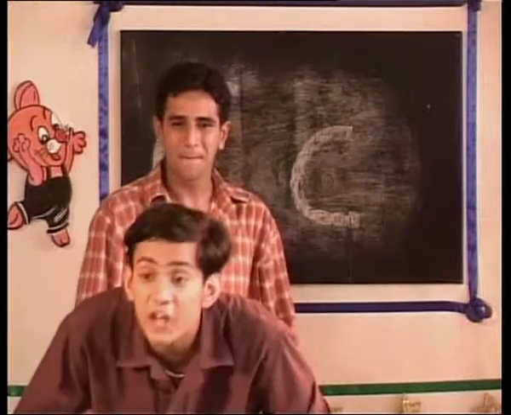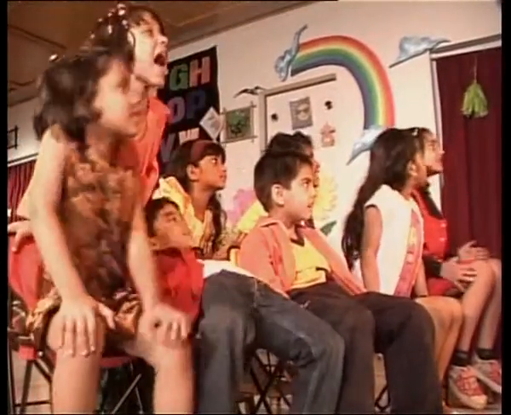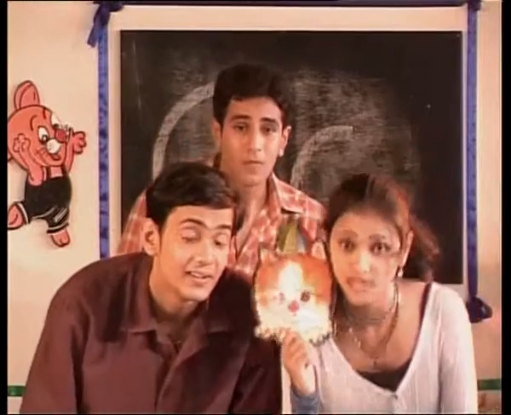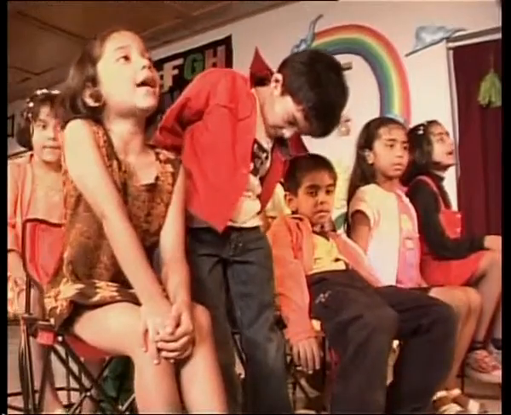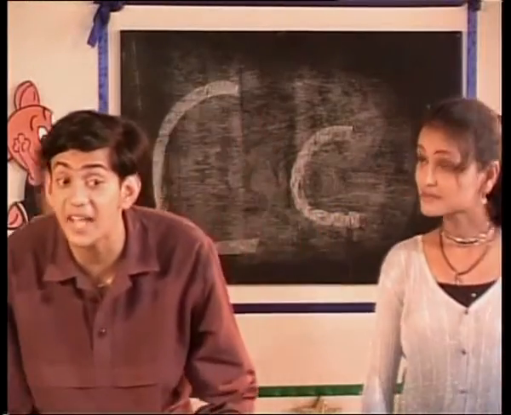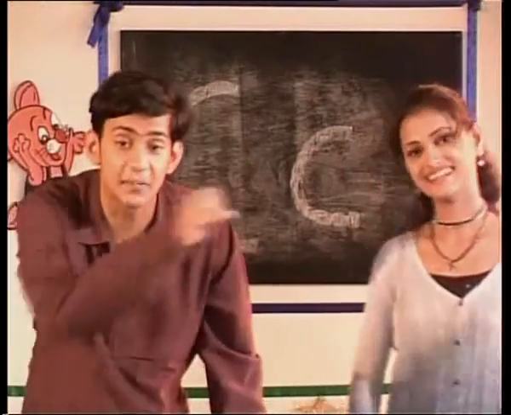Do you kids know what C stands for? Cat. Very good. Correct. C stands for cat. And this is the cat. What does the cat say? Meow, meow. How does it say? Meow, meow. Correct. Do you know what comes after C? D. Correct. D comes after C.